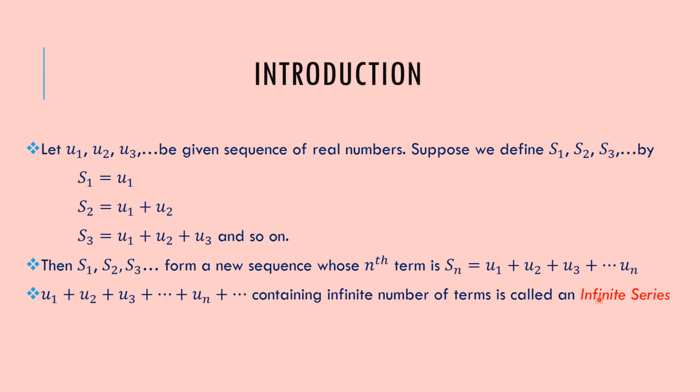So here we have the definition for infinite series. u1 plus u2 plus u3 plus etc. plus un plus etc., it continues. This is called an infinite series. And we denote an infinite series like sigma n from 1 to infinity un, or summation un. This is the notation for infinite series, and un is the nth term of the infinite series.